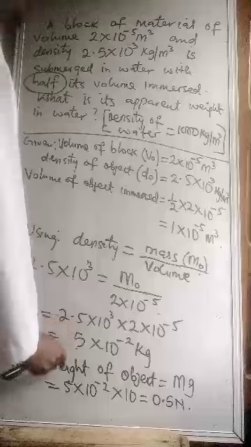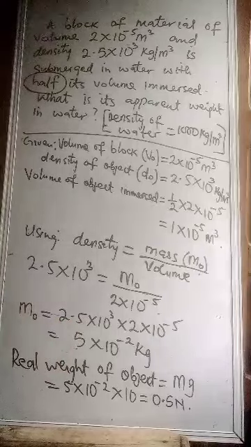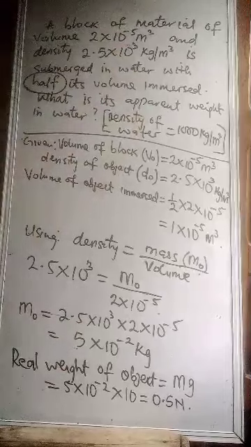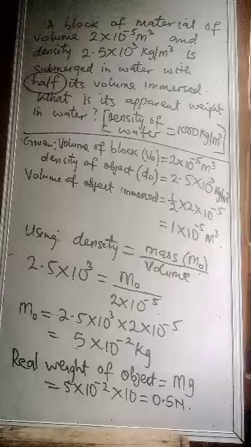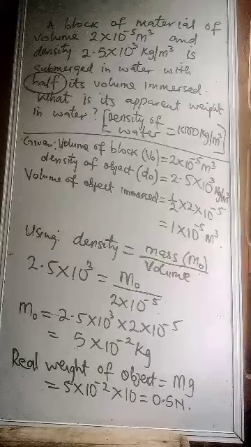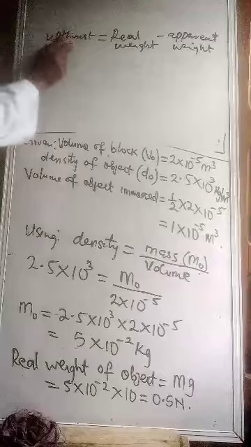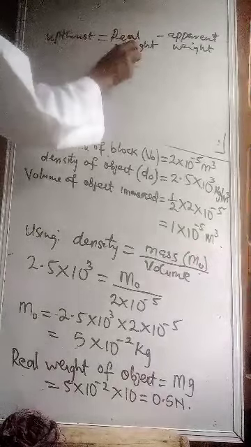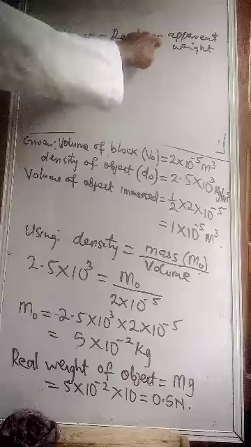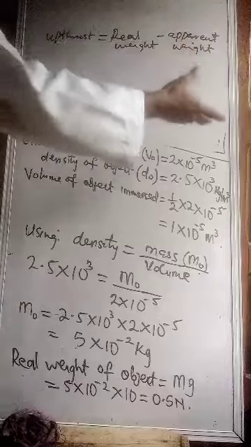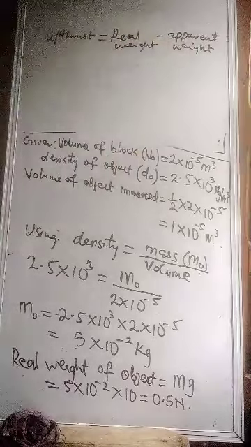So we will now use this real weight to find the apparent weight of the object in water. Don't forget, real weight is equal to apparent weight plus upthrust, or upthrust is equal to real weight minus apparent weight. Now, this is the upthrust in water, which is equal to real weight, which is 0.5 Newton, minus apparent weight, which is what we are looking for because we are asked to find its weight in water.